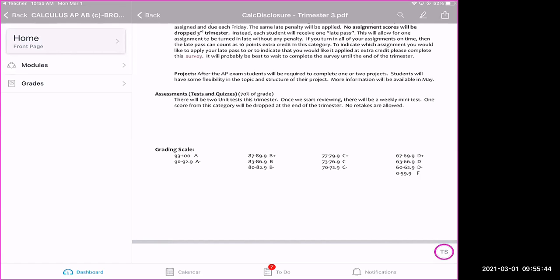So every Friday there will be a 50-point assessment. It's kind of a combo of a quiz and test. You'll have 1 free response and like 8 multiple choice, so it'll be kind of like half a test. And one of those can be dropped for the trimester. Any questions? Everything else should be the same.